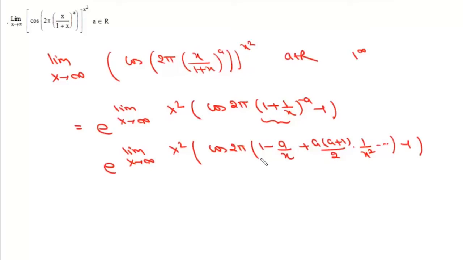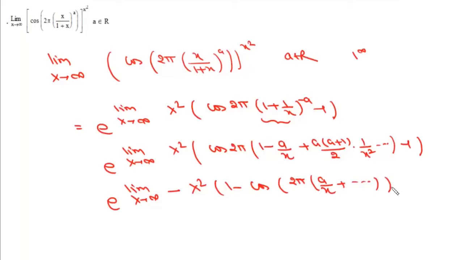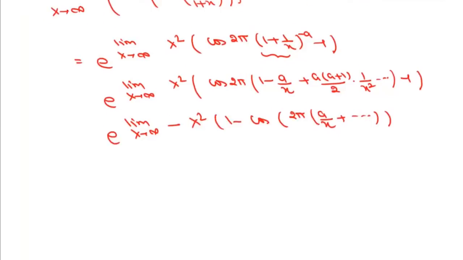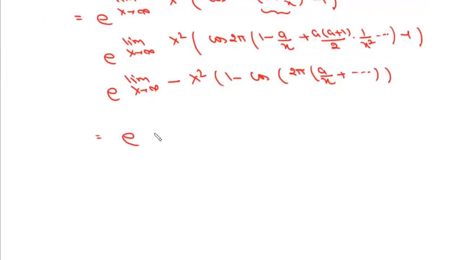Now cos(2 pi minus theta) is cos theta. So we can write this as e to the power limit x tends to infinity, and we'll take minus common. So it will be this x square, 1 minus cos 2 pi a upon x plus other terms. Now we'll rewrite this as e to the power limit x tends to infinity of minus x square, 1 minus cos 2 pi a upon x.